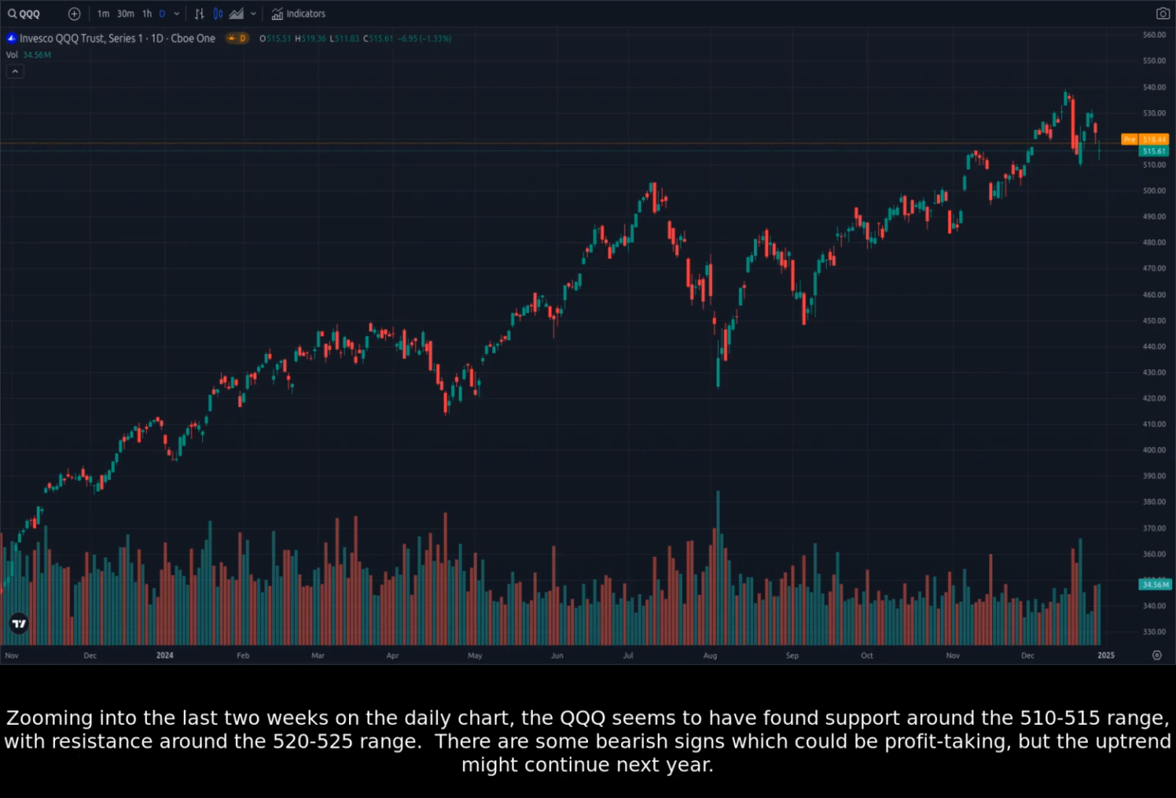Zooming into the last 2 weeks on the daily chart, the QQQ seems to have found support around the 510 to 515 range, with resistance around the 520 to 525 range. There are some bearish signs which could be profit-taking, but the uptrend might continue next year.